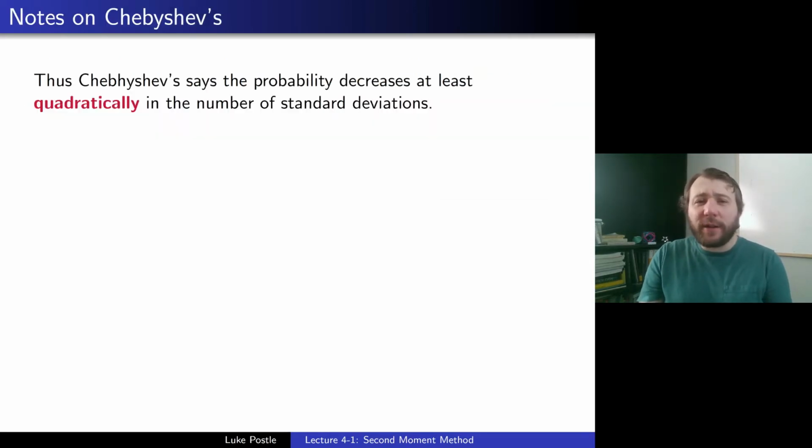We're going to continue on now with some notes about Chebyshev's. So what does it say? It says that the probability decreases at least quadratically in the number of standard deviations. So that's nice. Is that tight?